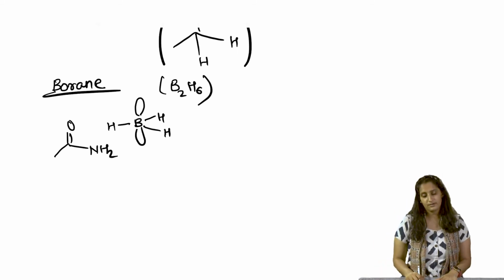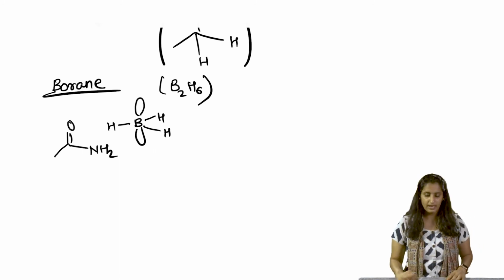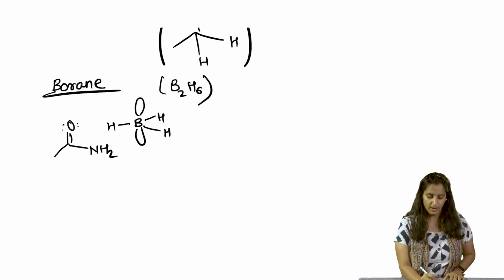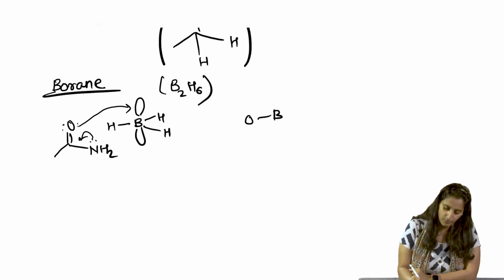What do we know here? Okay. We know that the boron has an empty p orbital and that is what is going to happen. In the first step, this oxygen is going to put electrons into that empty p orbital, forming an oxygen boron bond.